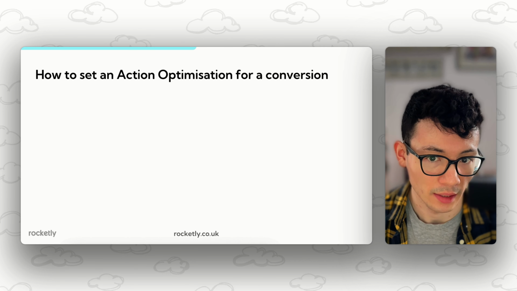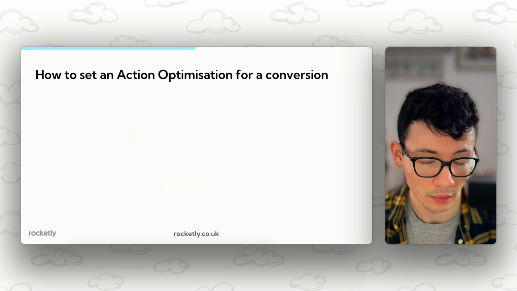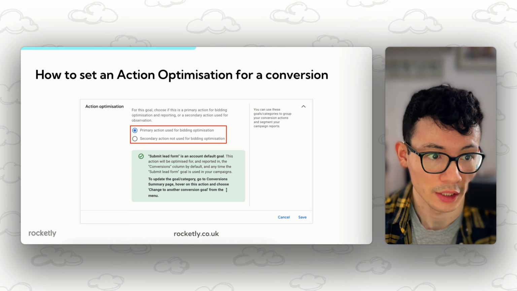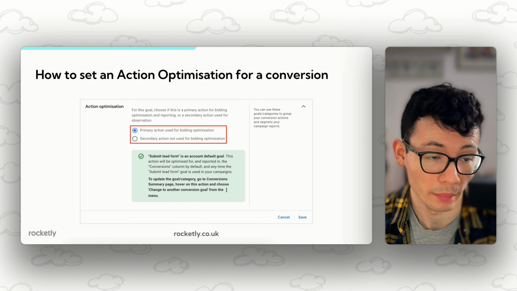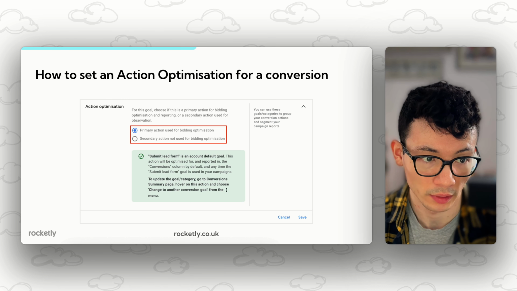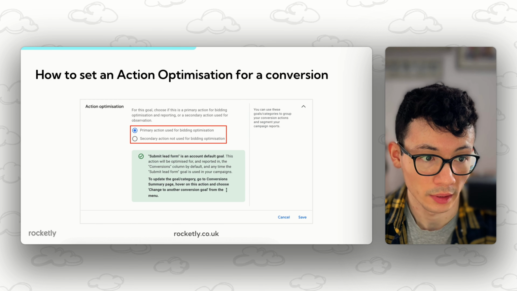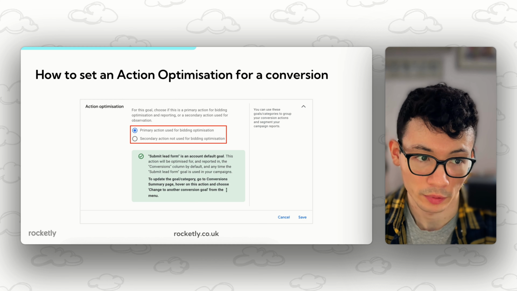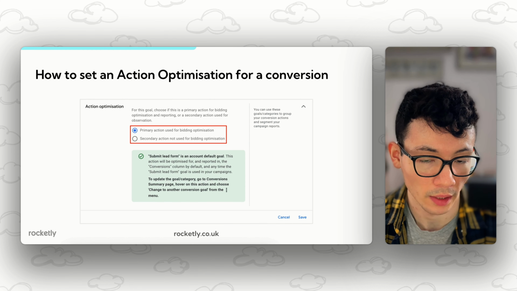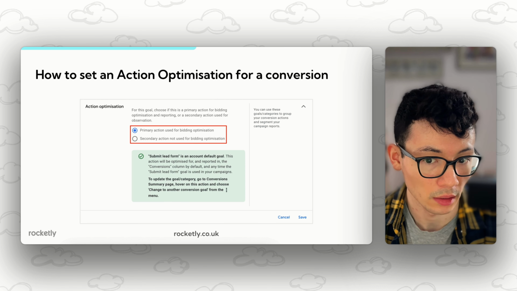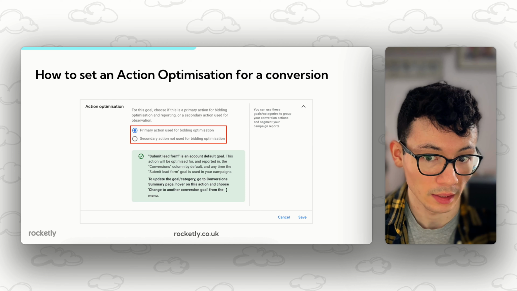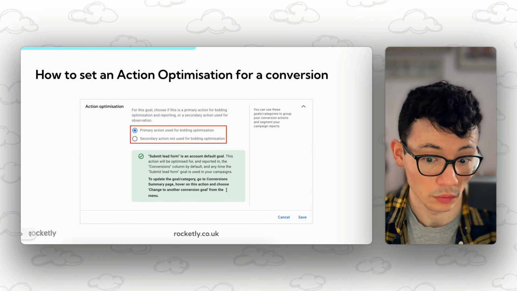So how do you set an action optimization for a conversion? An action optimization is when you select whether a conversion is primary or secondary. We'll jump into the differences shortly, but when you create a conversion action for your business, by default it's set to primary. So always double check these settings. If you have a conversion goal that you don't want to be optimizing towards, make sure after you've created it that you switch it to secondary within the action optimization setting inside your conversion.